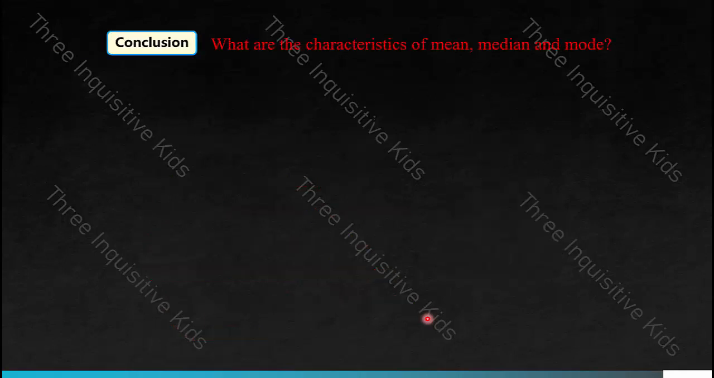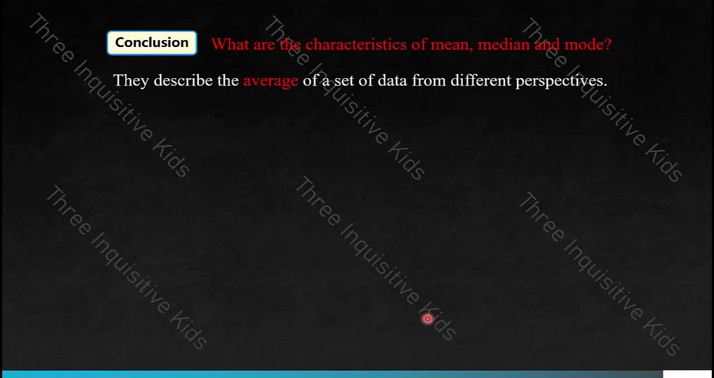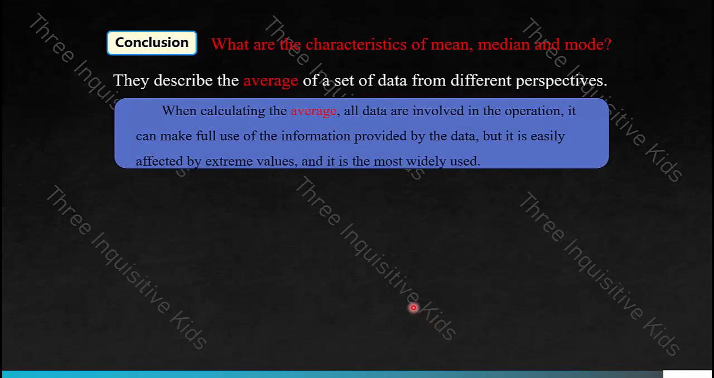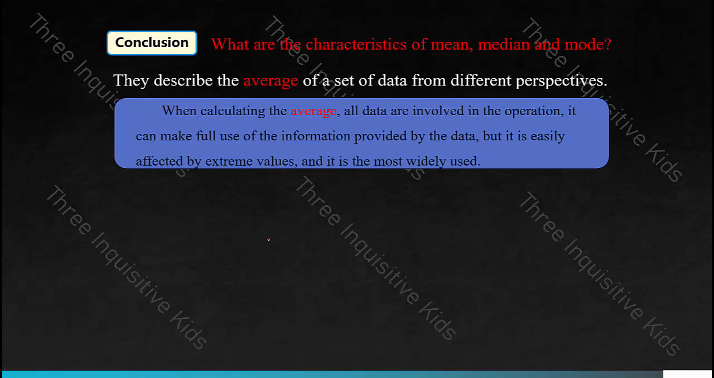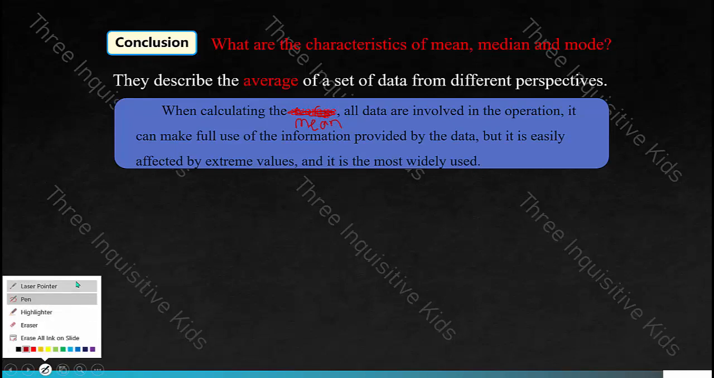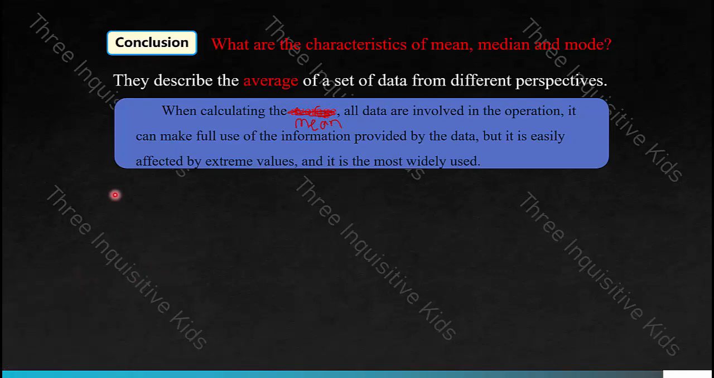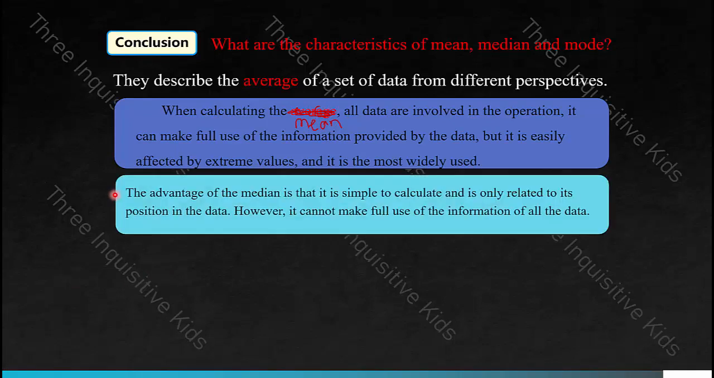So here is the conclusion of all of this. What are the characteristics of the mean, median, and mode? They all describe the average of a set of data, although from different perspectives. When calculating the mean, so do not be confused, this is not average, this is mean, all data are involved in the operation. It can make full use of the information provided by the data, but it is easily affected by extreme values, although it is the most widely used.